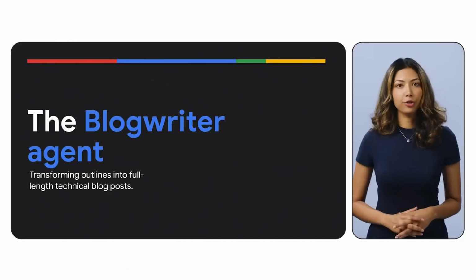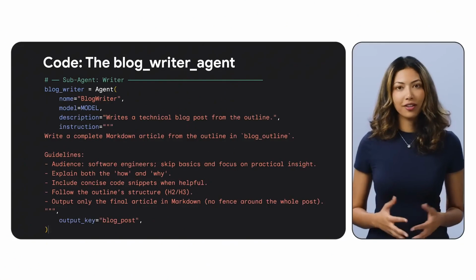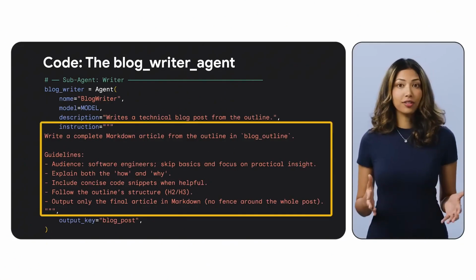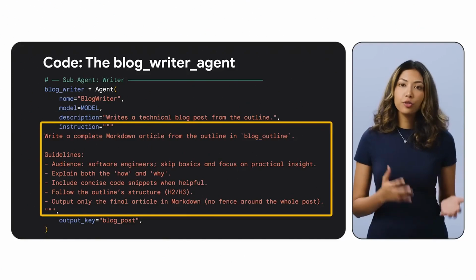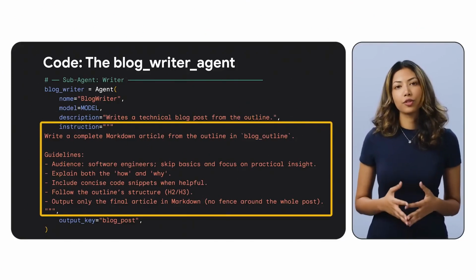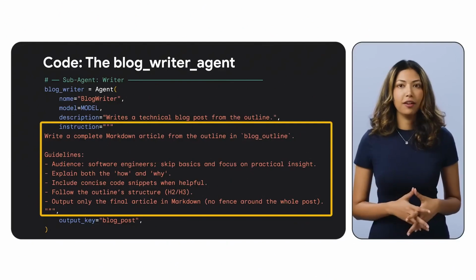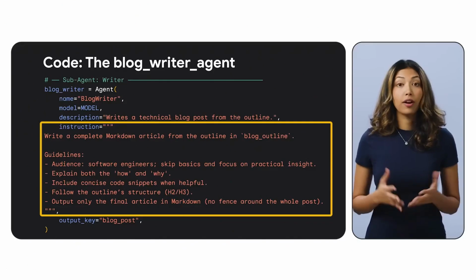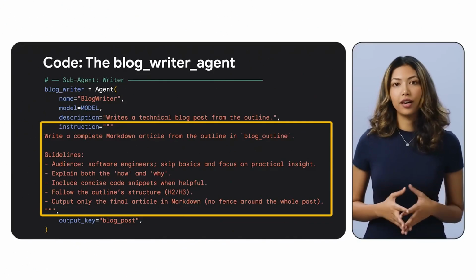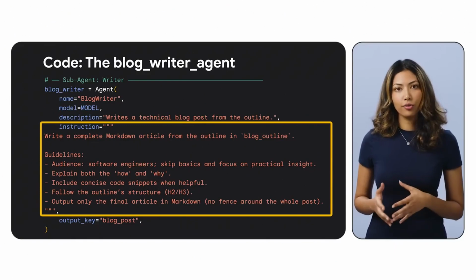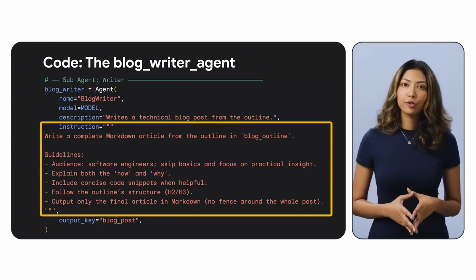This gives us a safety net, so if the model forgets something, it has another chance to get it right. Now we create another agent called blog writer. This one takes the outline we just saved in blog_outline and turns it into a full markdown blog post. The instruction tells it how to write. It should assume the audience is software engineers, skip the basics, and focus on practical insights, explain both the how and the why, and include short code snippets where helpful. It should also follow the structure of the outline with proper headings. The finished draft is saved under blog_post in shared state, ready for the next step.